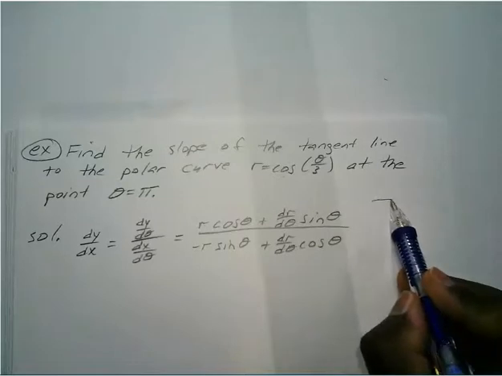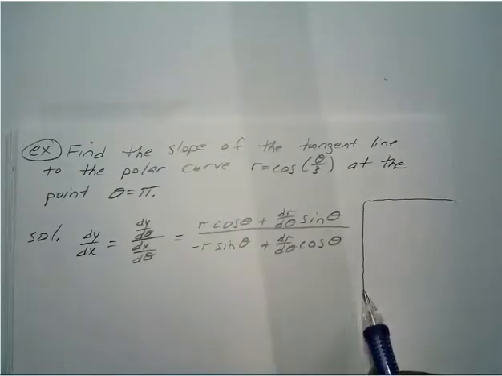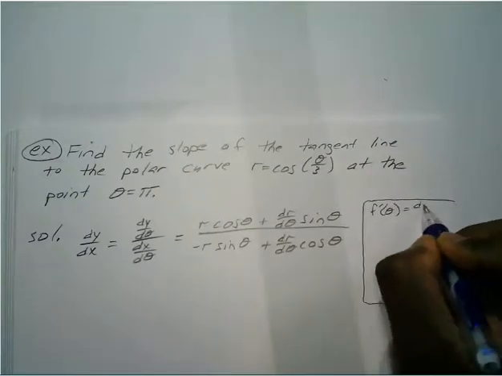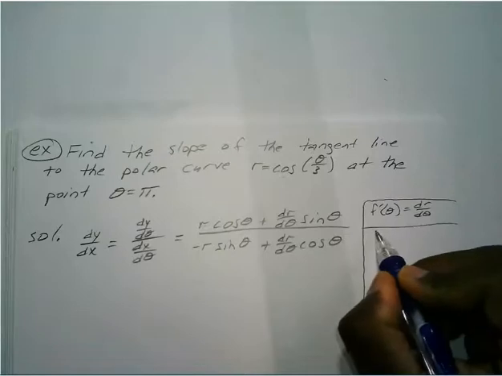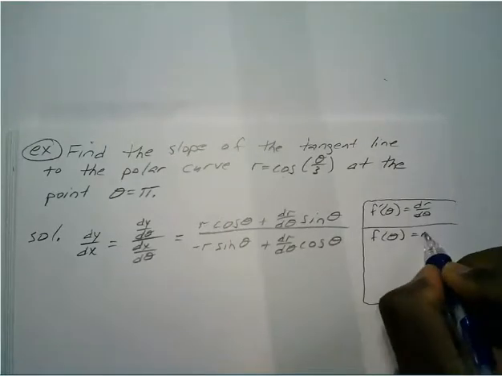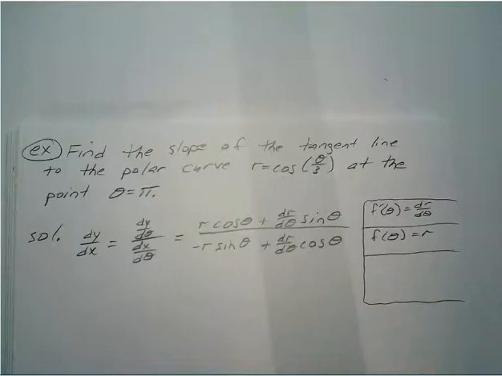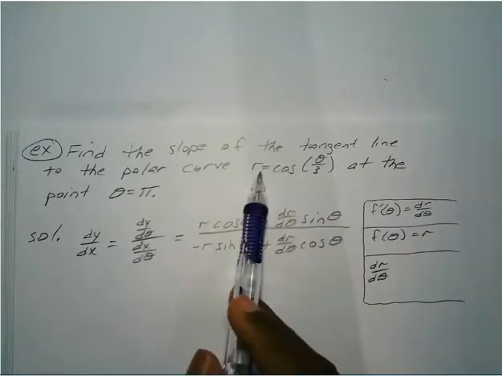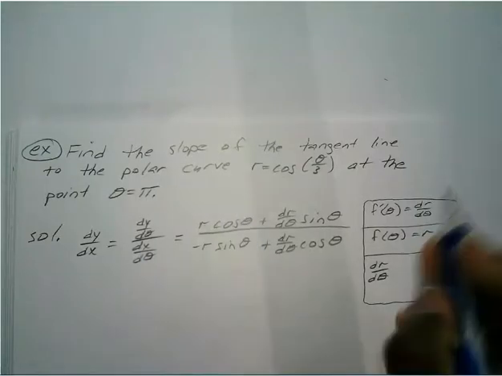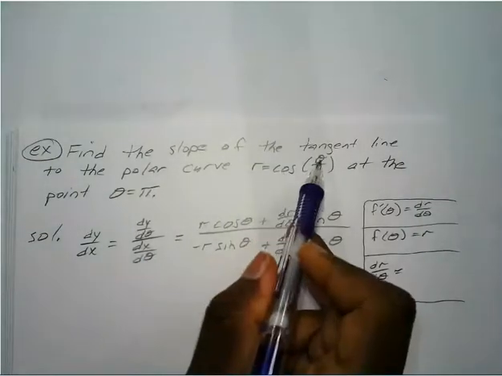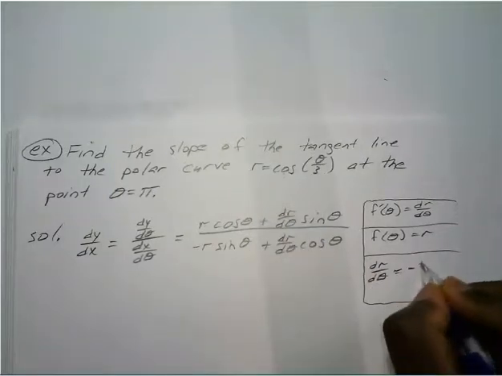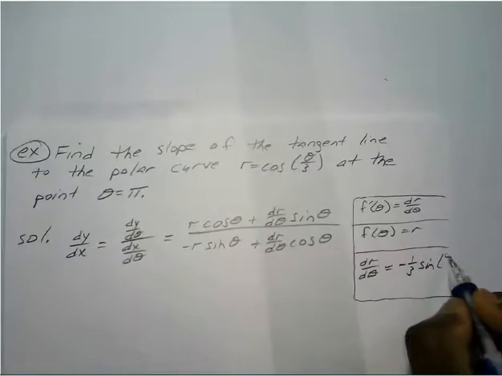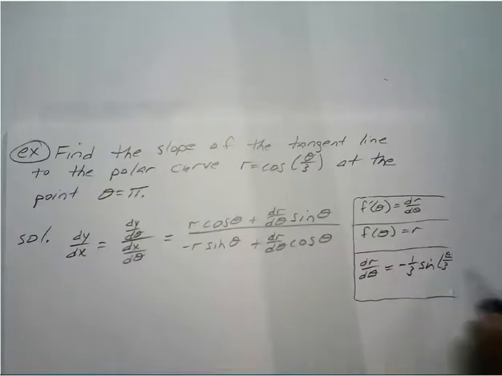Okay, so to clear that up just a smidgen, make sure there's no confusion. F prime of theta is our dr/dθ. F of theta, that's our r. Okay, now that means our dr/dθ, so derivative of r with respect to theta, so we just find the derivative of cosine of theta over 3, which is negative 1/3 sine of theta over 3. Sorry about that, ran out of space.